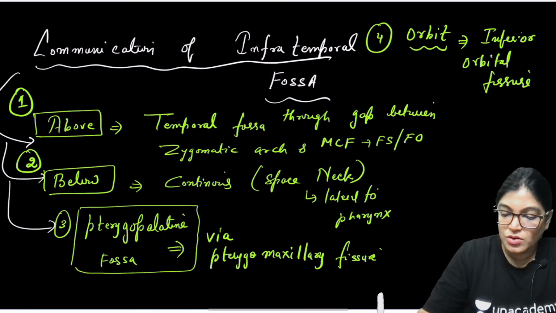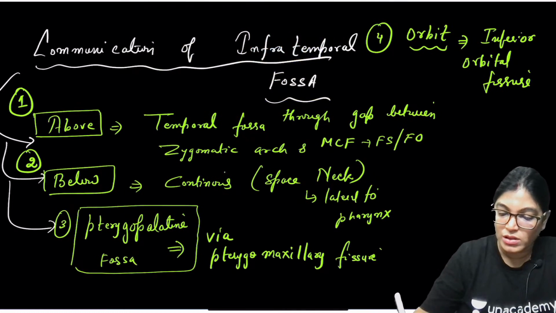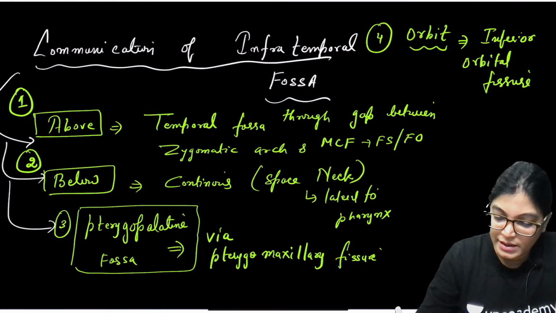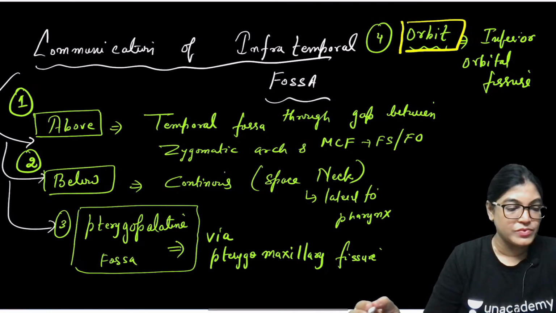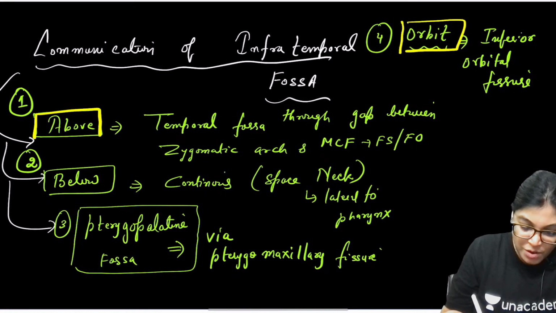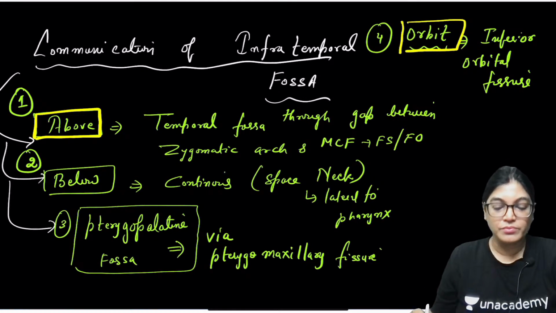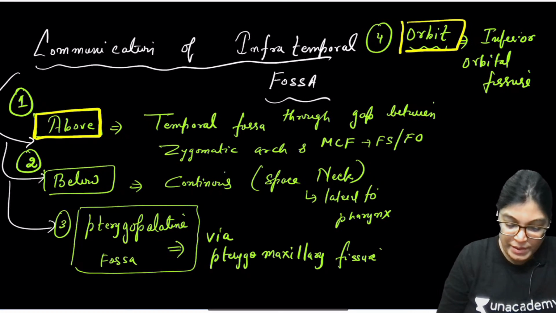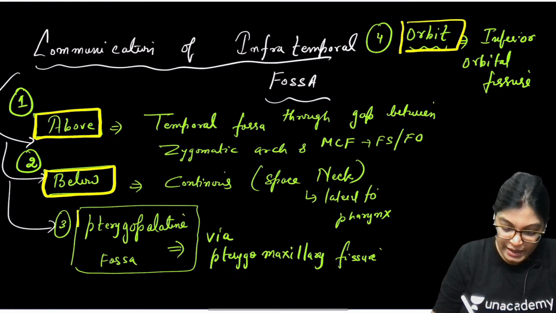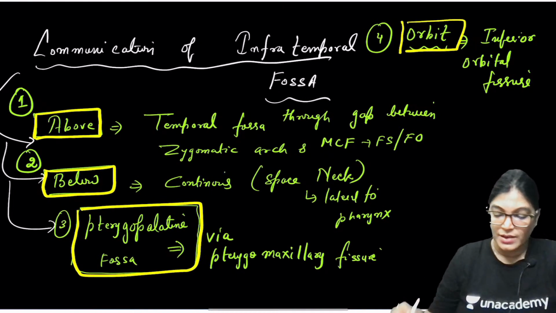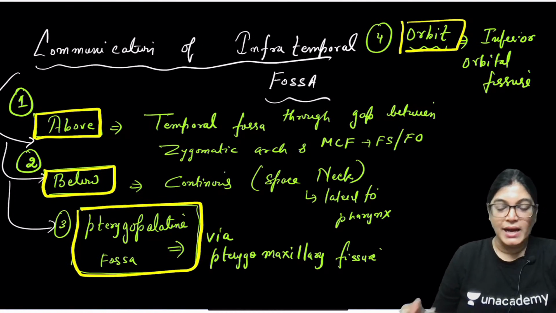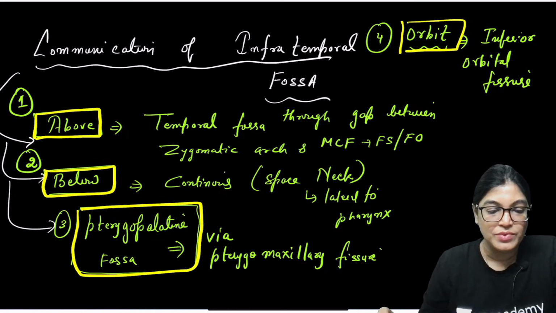So is it okay? Clearly, here we have done all the communications. The first communication is with the orbit, through the inferior orbital fissure. Above, it is forming a communication with the temporal fossa. Below, it is forming a communication with the lateral neck space, and the pterygopalatine fossa communicates via the pterygomaxillary fissure. So my dear aspirants, we have done the communications of the infratemporal fossa.